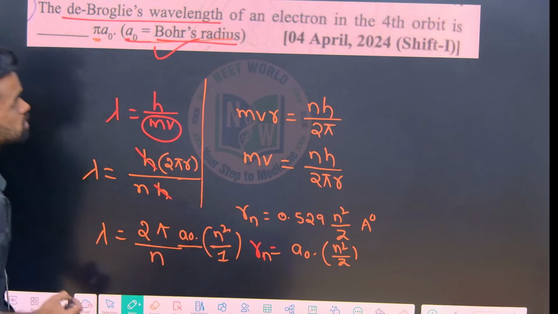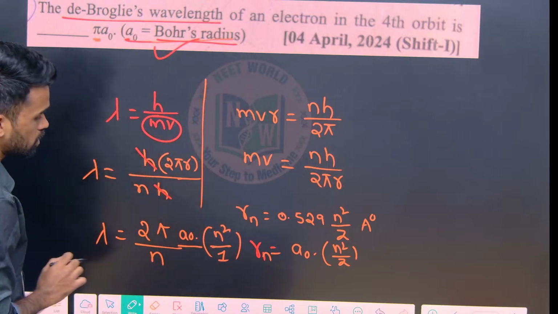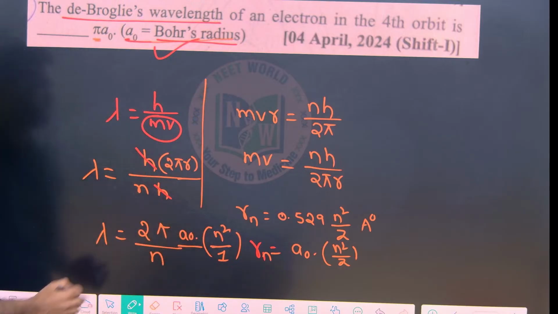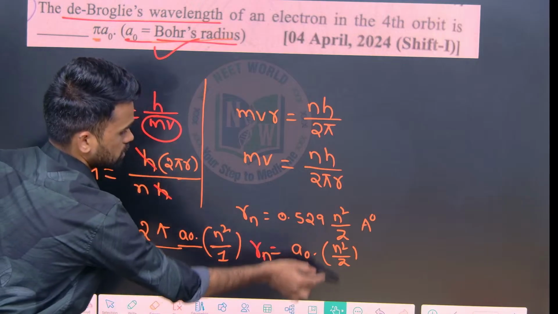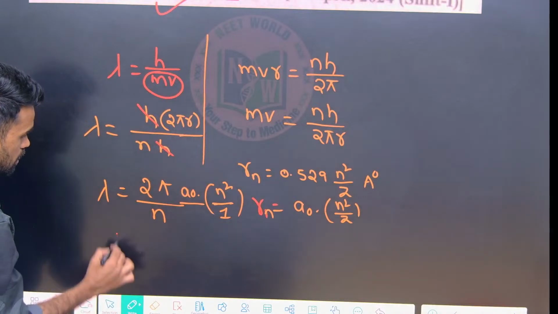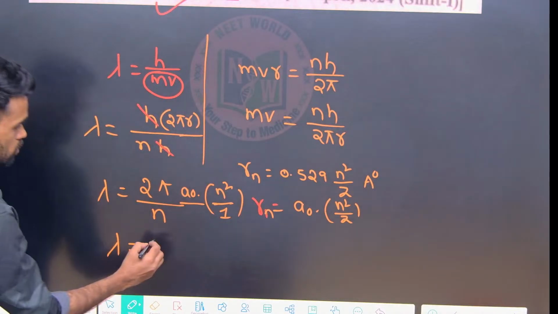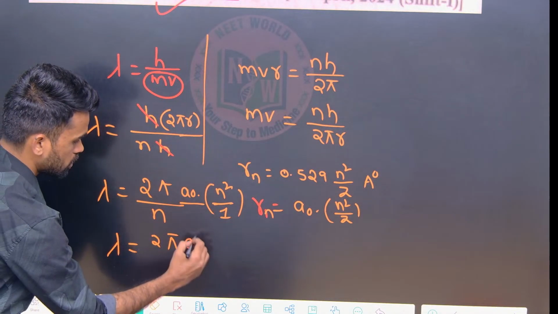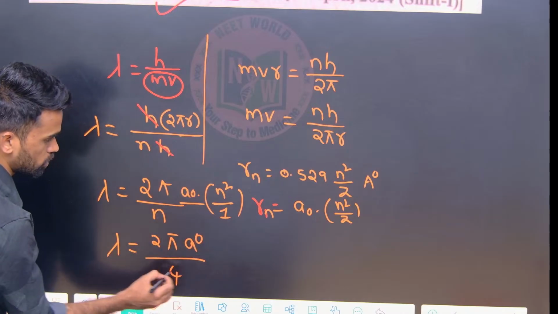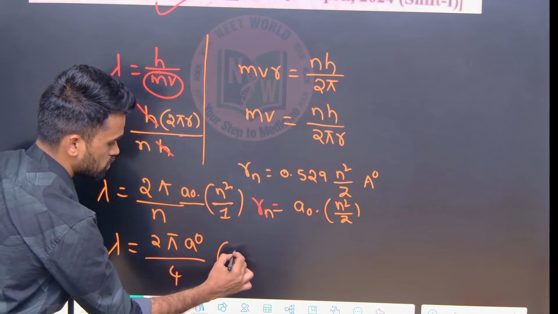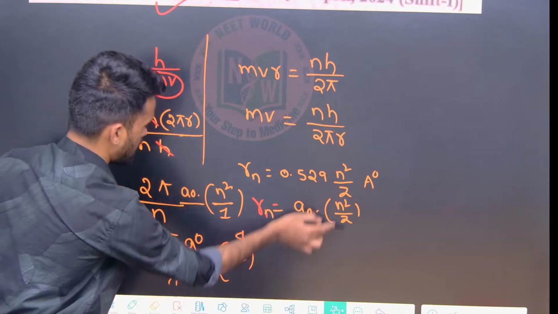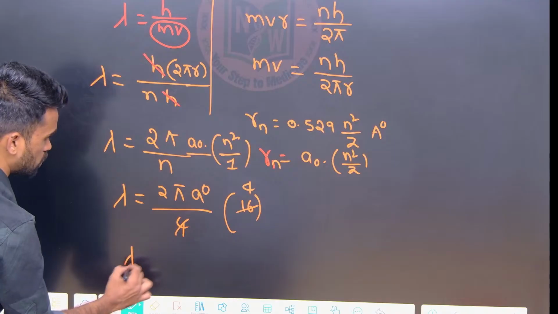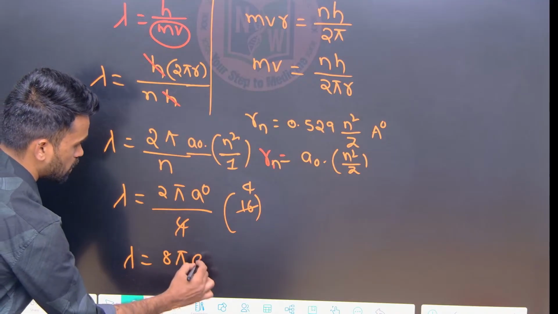Okay, and the next one is they are saying fourth orbit now. So fourth orbit means what happens to n square? 4 square is 16 now. So here you can write lambda is equal to 2 pi a naught by 4, n is 4 here, and here n square, that is 4 square, 16, so you can write it as 4 only. So what is the final answer you are going to get? So lambda is equal to 8 pi a naught will be your final answer.